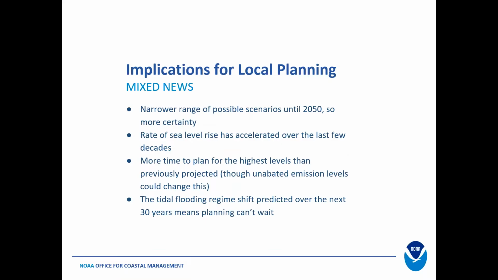So for local planning, we can tell you that we have a better handle on the projections to 2050. After that, it's still pretty uncertain by 2100. We've seen a definite acceleration. The big difference is the extreme scenario is no longer in there, so you have a little more time to plan for some of the worst case, because that probably won't happen until maybe 2150. But the tidal flooding that we've seen is going to continue to happen.